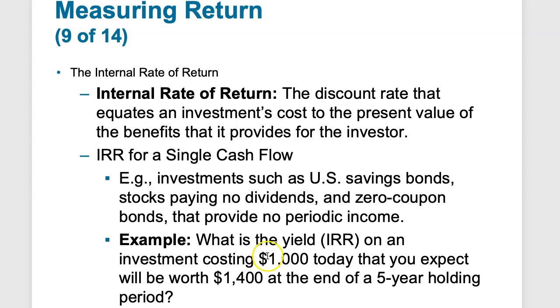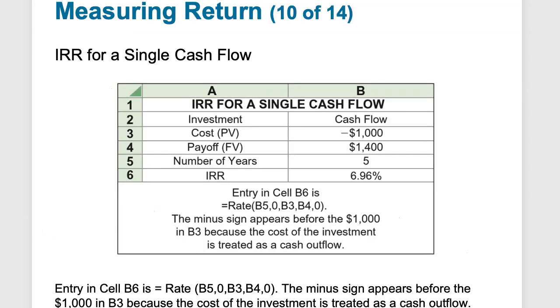So here's an example. We make an investment of $1,000 that we expect to be worth $1,400 at the end of the 5-year period. What is the actual percentage return? To calculate this, we'd use the Excel spreadsheet.